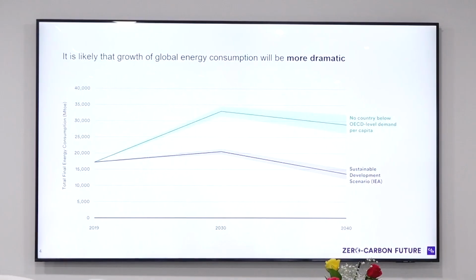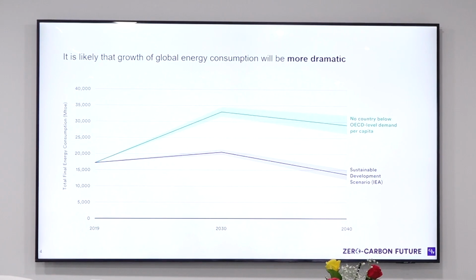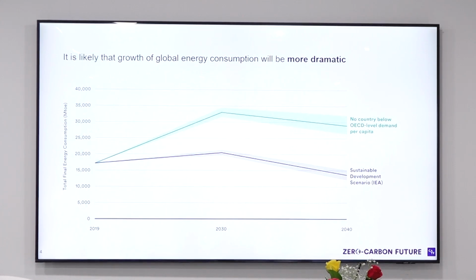For example, if the modeler assumes median population growth and low levels of economic growth in developing countries, the predicted global energy consumption will be much, much less than if the modeler were to predict high economic growth and high population growth in those countries currently consuming energy far below the OECD level.